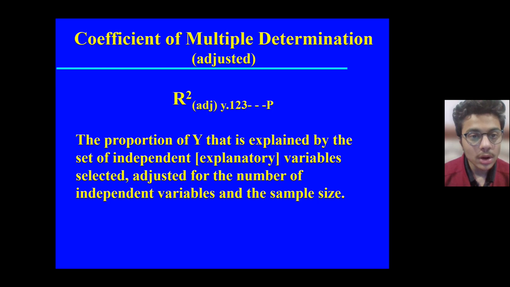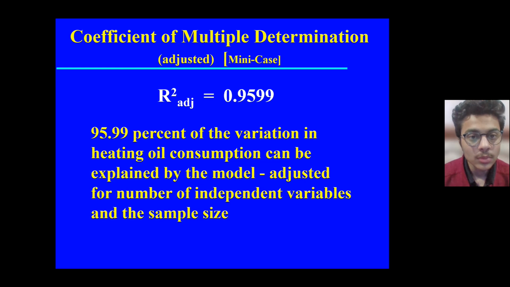Now moving forward, we have coefficient of multiple determination. Once again, these are examples for it. As you can see, R square is equal to 0.9599. 95.99% of variation in heating oil consumption can be explained by the model, adjusted for number of independent variables and sample size. So this is the outcome.